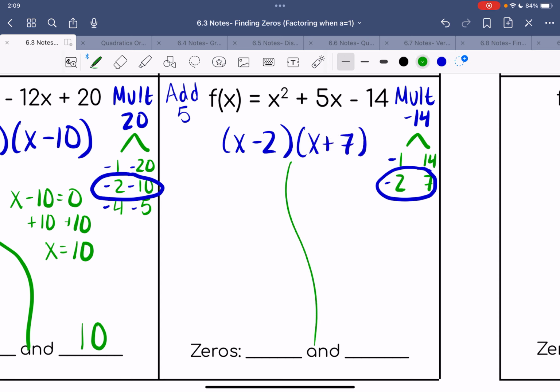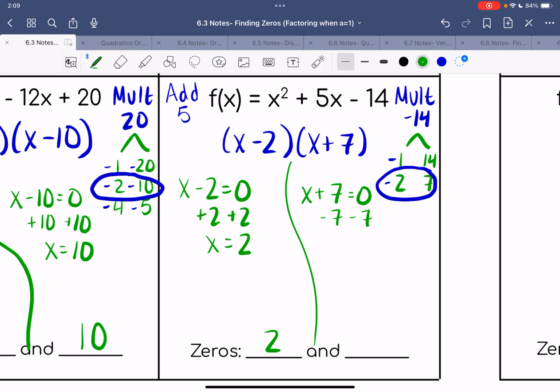Setting each of those equal to 0. x minus 2 equals 0 and x plus 7 equals 0. To solve for x on this first equation, we'll add 2 to both sides. We'll get x equals 0 plus 2, which is positive 2. And then to solve for x on the second equation, we will subtract 7 from both sides. We'll get x equals 0 minus 7 equals negative 7.